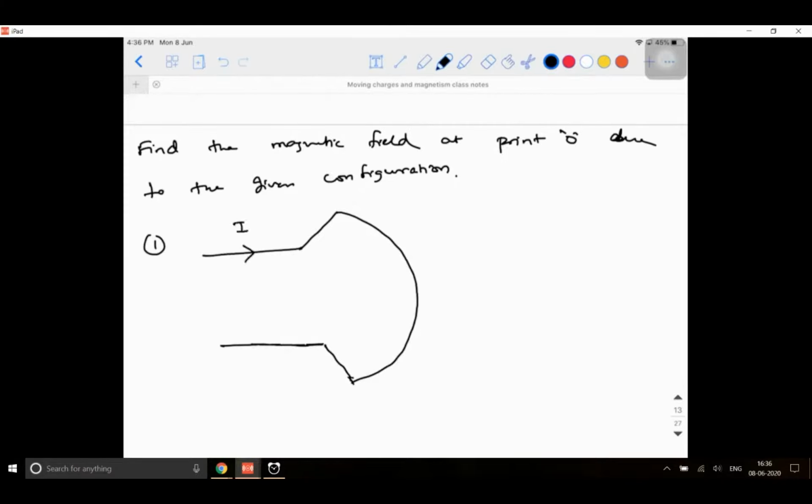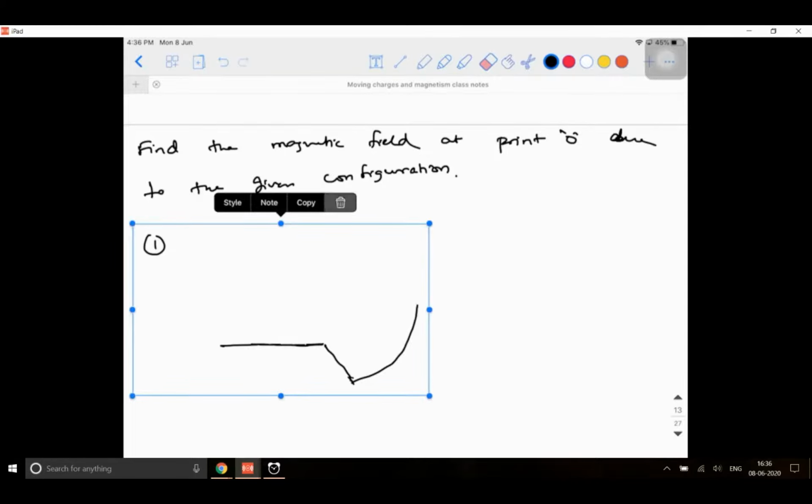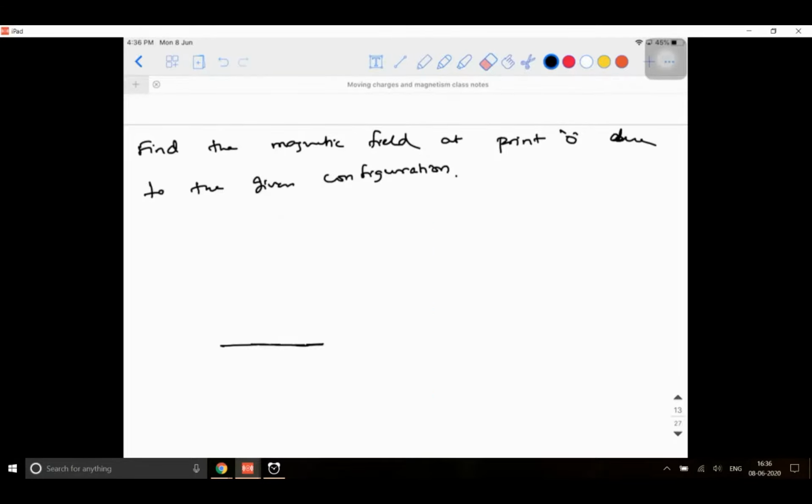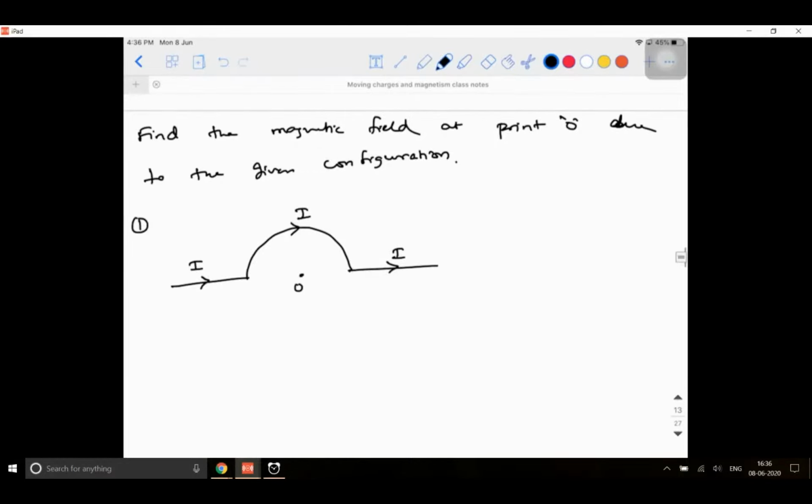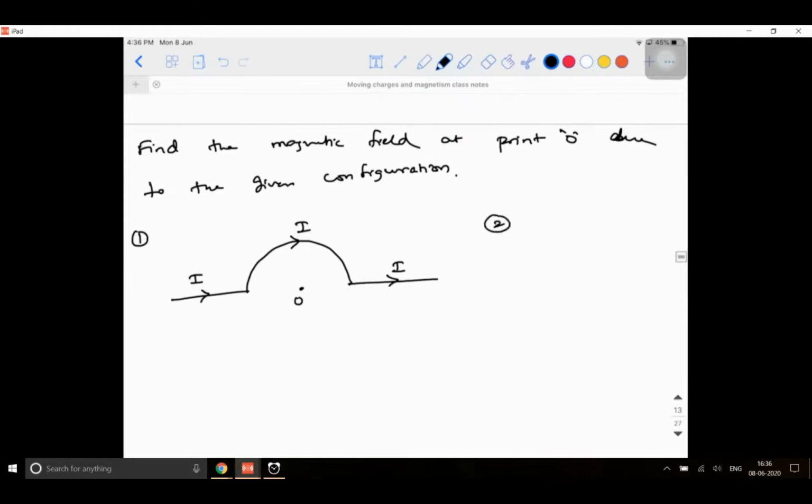So this is I. Okay, let's make it simple. First, you need to find the magnetic field at point O. The current is flowing in the clockwise direction. The current flowing through all the conductors is I. When I say find the magnetic field, you need to find it along with the direction.